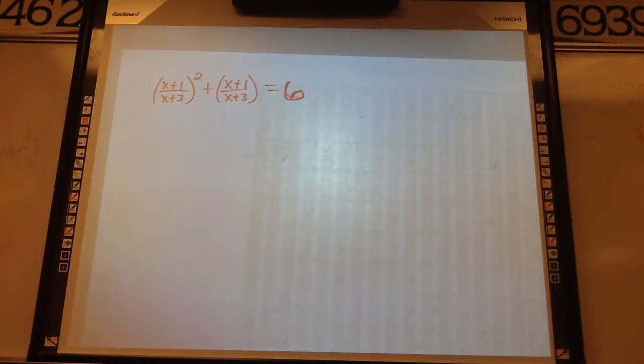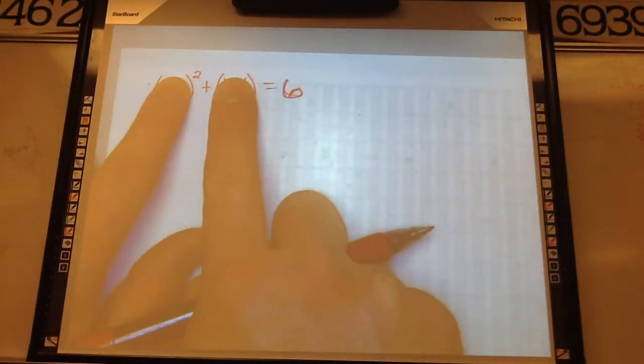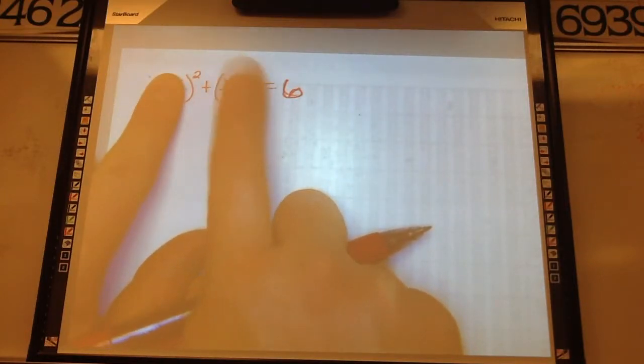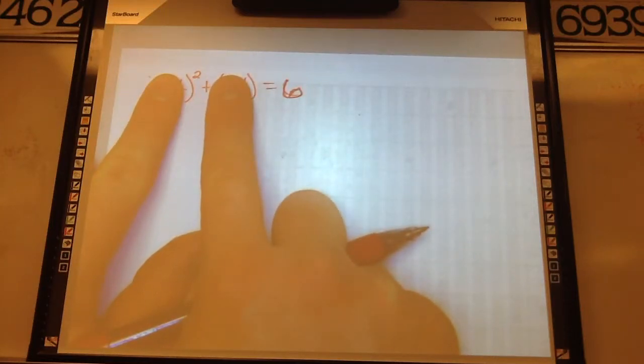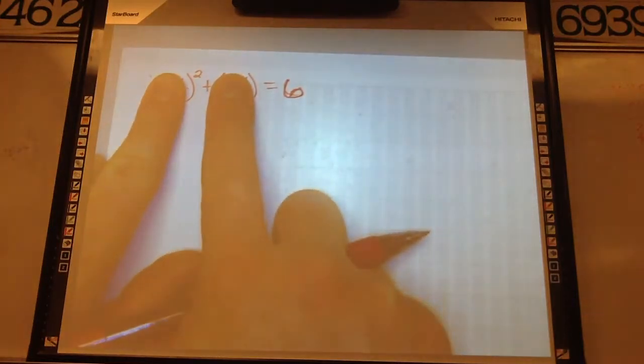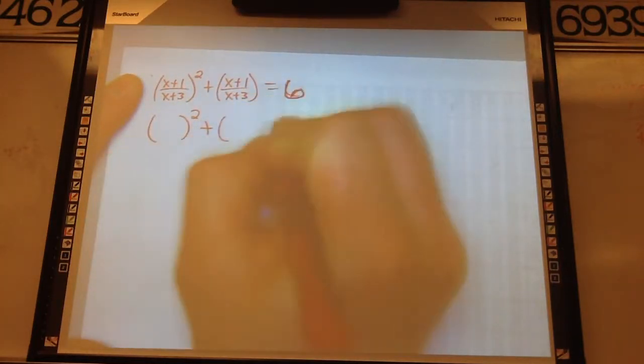Do you see? Look at this. If I go like this, what do we have? We have something squared plus the same something that's not squared equals 6. Do you think we could factor this? Maybe. Let's get it equal to 0.